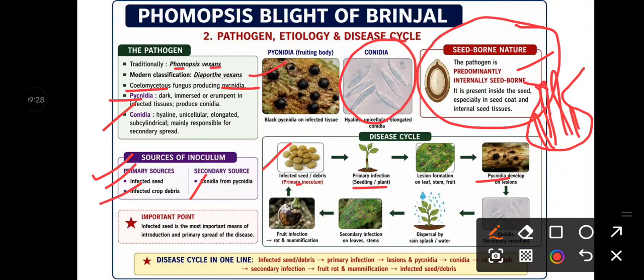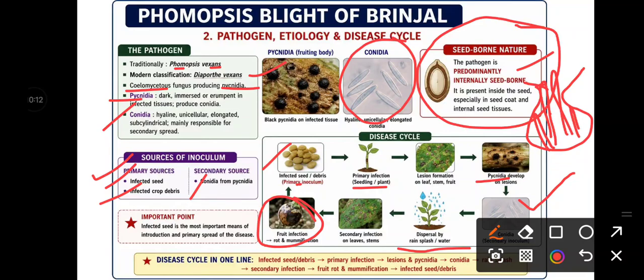This pycnidia is the asexual fruiting body that will produce an enormous number of conidia, the unicellular, elongated conidia that are responsible for secondary spread. The secondary spread of these conidia occurs through rain splash, water or irrigation. Then these conidia will further infect other plants and ultimately cause economic loss. That's why this disease is very important, because it is ultimately affecting the economic product of the plant, the fruit.